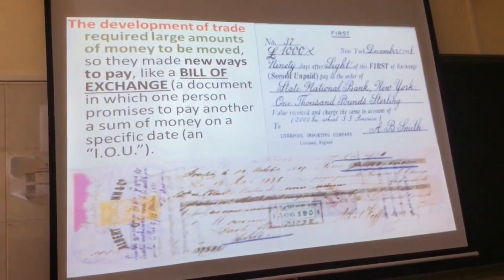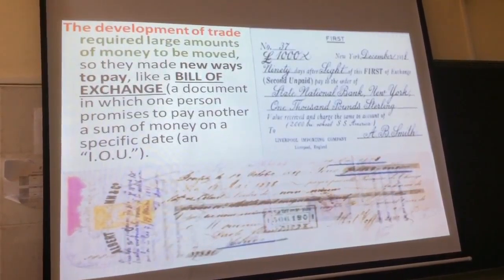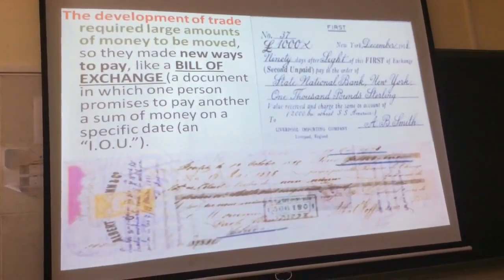Saying, I promise to pay you 500,000 ducats on the 7th of May, right? And it's signed, and you just meet that day and you pay.